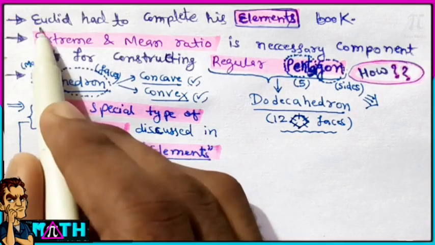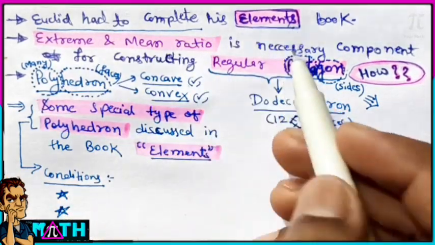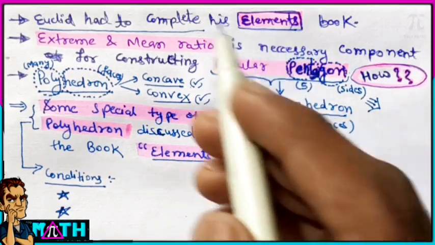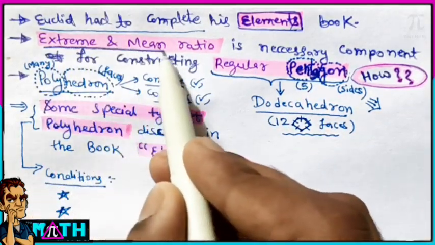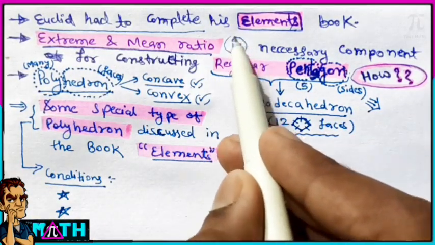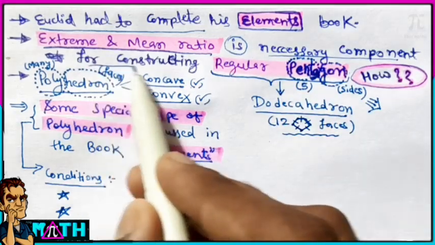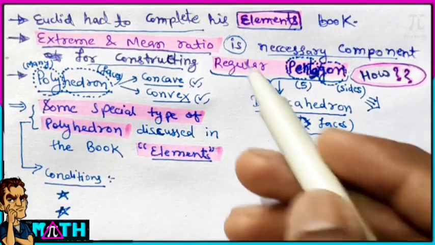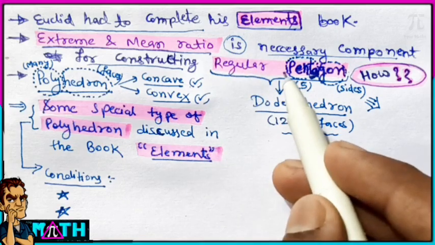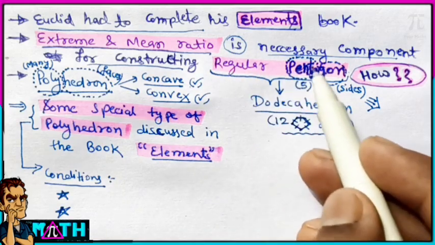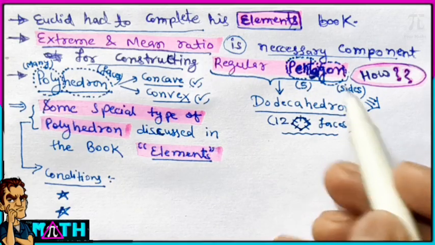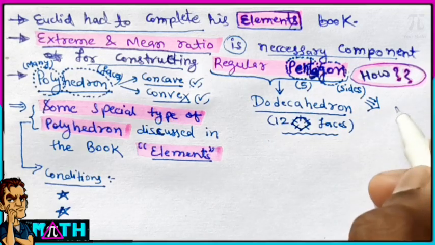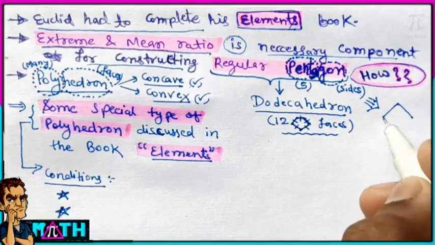As you know, Euclid had to complete his Elements book, and he defined the extreme and mean ratio, which is also a necessary component for constructing a regular pentagon. But why do we need this? Because with the help of a regular pentagon we can create a well-known Platonic solid mentioned in Euclid's Elements book, and that is the dodecahedron.